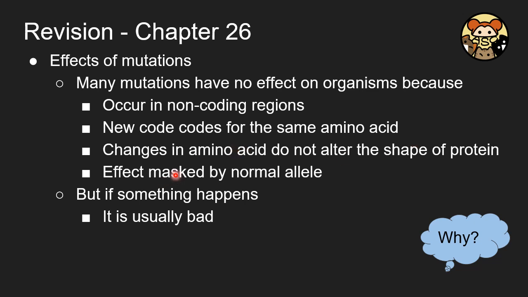Also, a change in the amino acid may not alter the shape of the protein, because at the end of the day, the shape of the protein is the one which really matters. It is also possible that the effect may be masked by the normal allele, which is a dominant allele. However, if something really happens, it is usually bad. But what is the rationale behind this? Let's have a thought about it.